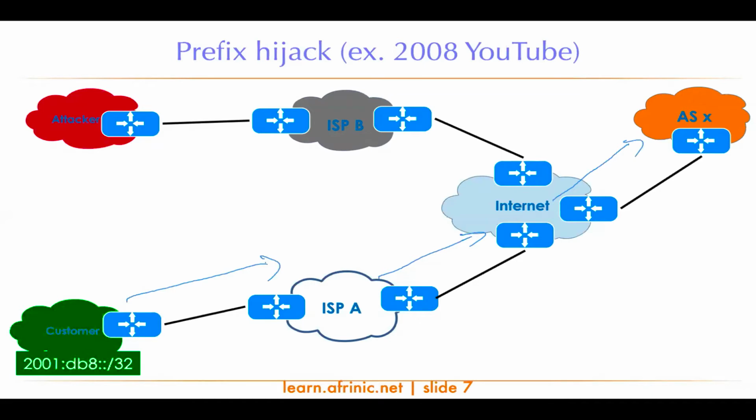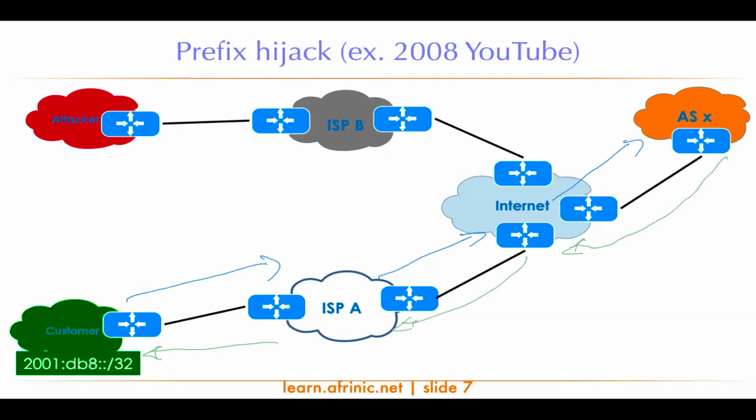So if ASX wants to reach me, they know how to reach me, because that advertisement was made through my ISP and through the internet. So they will get back to me. They will send their traffic back to me.